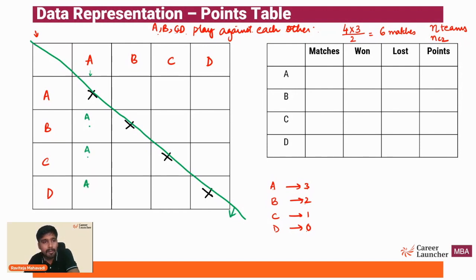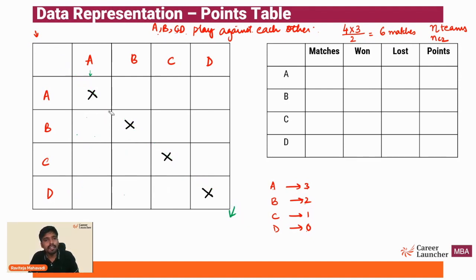B has won the remaining 2 matches. Where are the remaining 2 matches of B? This is one match of B which A won against him. The other 2 matches B will win against C and D only. So here and here I'll write B, and here I'll write C because C won the remaining 1 match. So I have accounted for all the 6 matches. This is one way of representing data. What can be the other way of representing data over here?